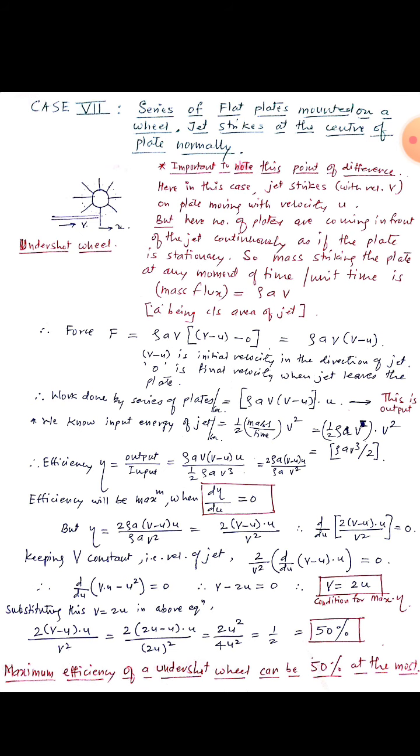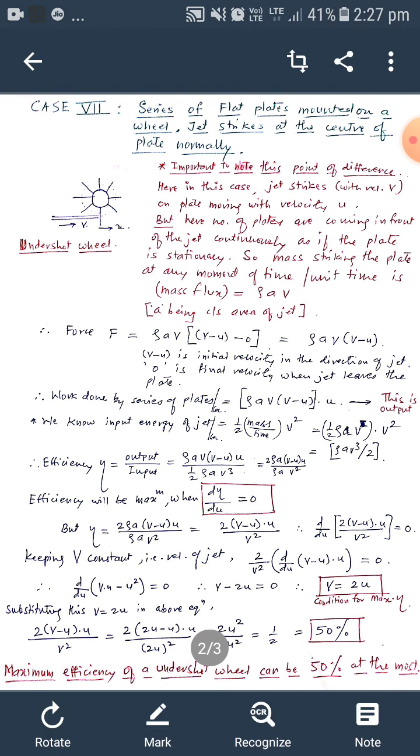Finally, we come at the solution that v is equal to 2 times u. That is the jet velocity. When it is twice of the plate velocity, the efficiency will be maximum. If this condition is substituted in the equation of efficiency, we get efficiency as 0.5, that is 50%. So practically we are not getting maximum efficiency more than 50%.